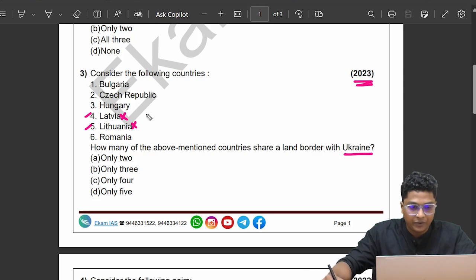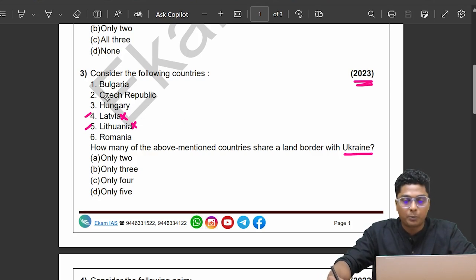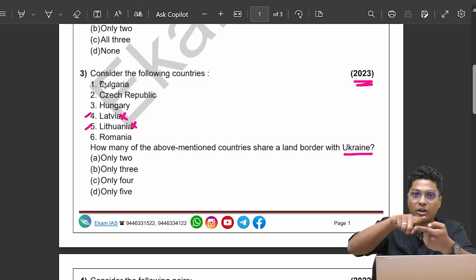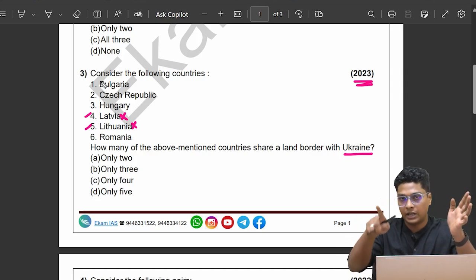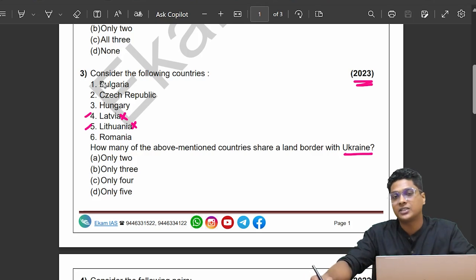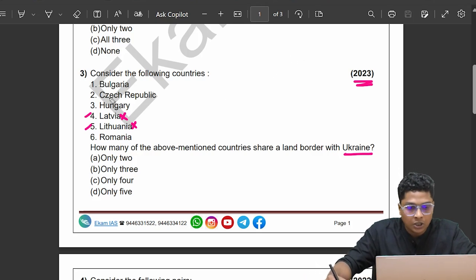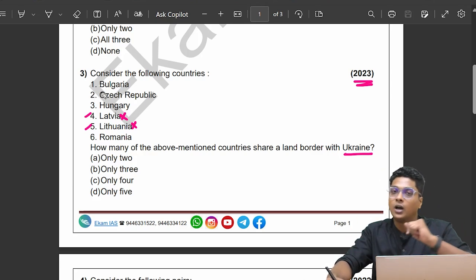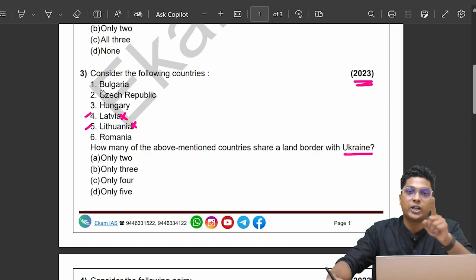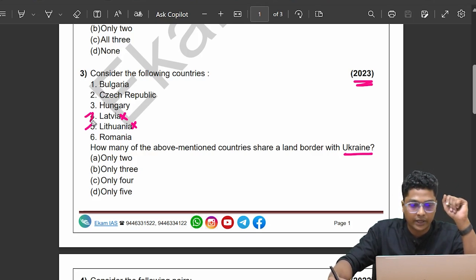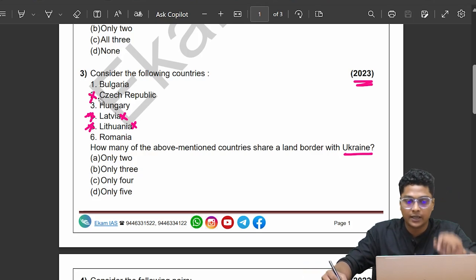Okay. Then, Czech Republic, we have studied Czech Republic. It is in the center, surrounded by only four nations, going from left to right: Germany, Poland, Slovakia, and then Austria, right? So Czech Republic is in that center. Definitely it's not sharing a border with Ukraine. Rather, Slovakia is sharing a border with Ukraine, right? So this one is also not correct. So Czech Republic can also be eliminated, right?